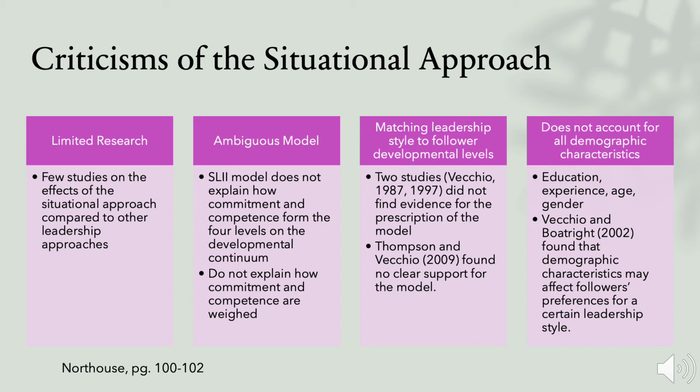Matching leadership style to follower developmental levels is very ambiguous as well. So two studies were done by Vecchio, one in 1987 and one in 1997, and both studies did not find evidence for the prescription the model gives. And then Thompson and Vecchio did a study in 2009 that found no clear support for the model.